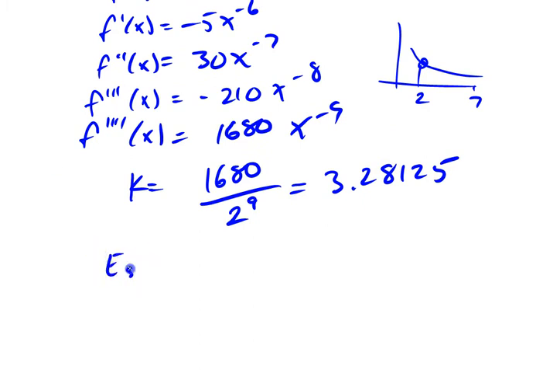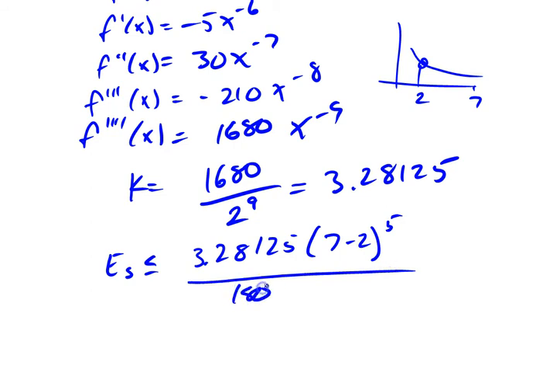Okay, so now I can calculate my estimated error for Simpson's rule. It's going to be less than or equal to 3.28125 times (7 minus 2) to the 5th power divided by 180 and 4 to the 4th power, equals, what does it equal? 0.2225 and some change.